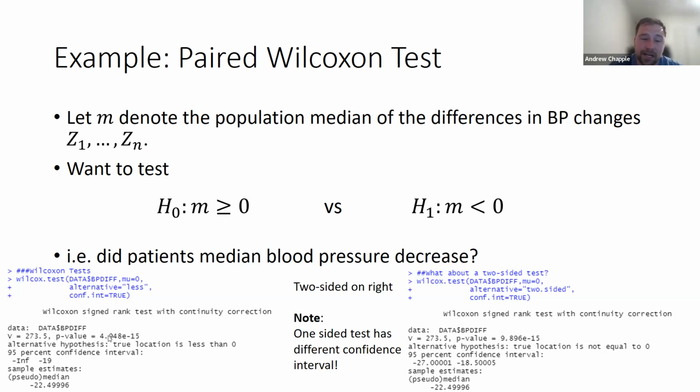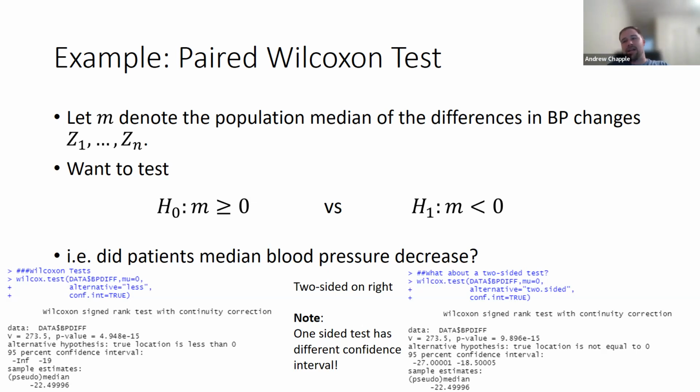I get a really, really tiny p-value here, and this p-value is smaller than 0.05. So I reject the null that the median blood pressure change is positive in favor of the alternative that it's actually a negative change. So the second blood pressure is lower than the first, on average, that median is. I also get a 95% confidence interval here, going from negative infinity to negative 19. Again, a one-sided test has a confidence interval always.